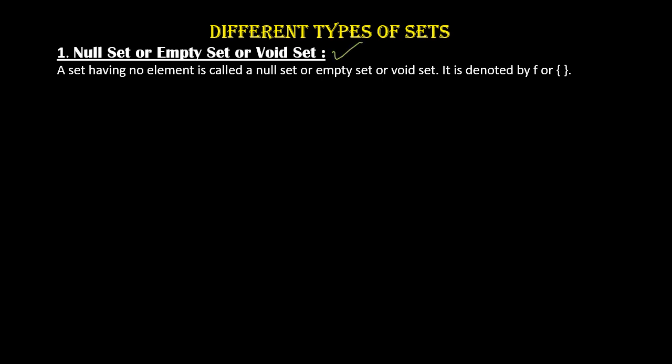What is the first set given here? This is a null set. So another name for null set is nothing but what? Empty set, or we will call it a void set. Agree? So you can guess what is meant by null set. If a set does not contain any element, meaning there is no element in the set, we will call it a null set. Agree? Or null or void set.